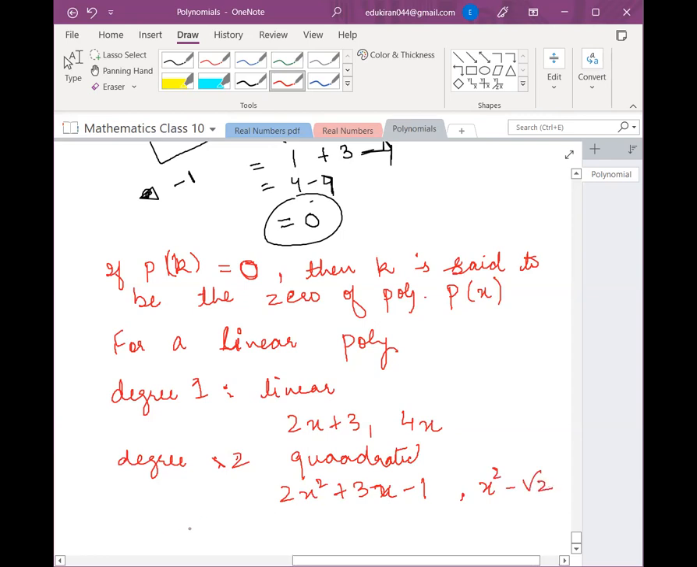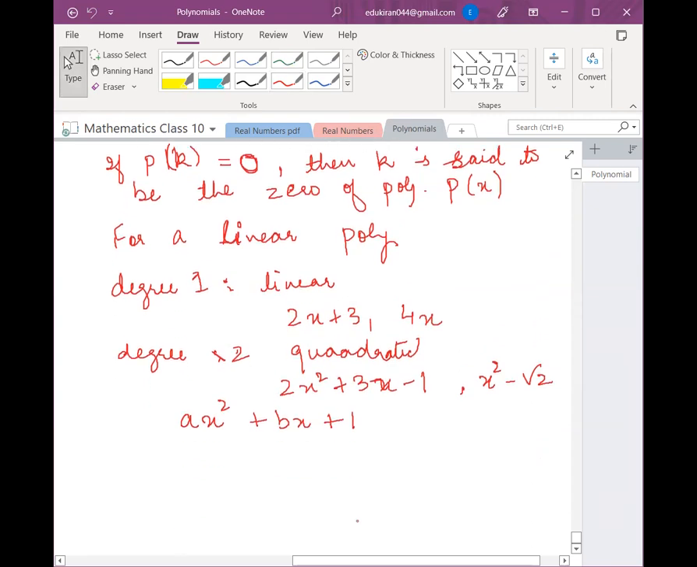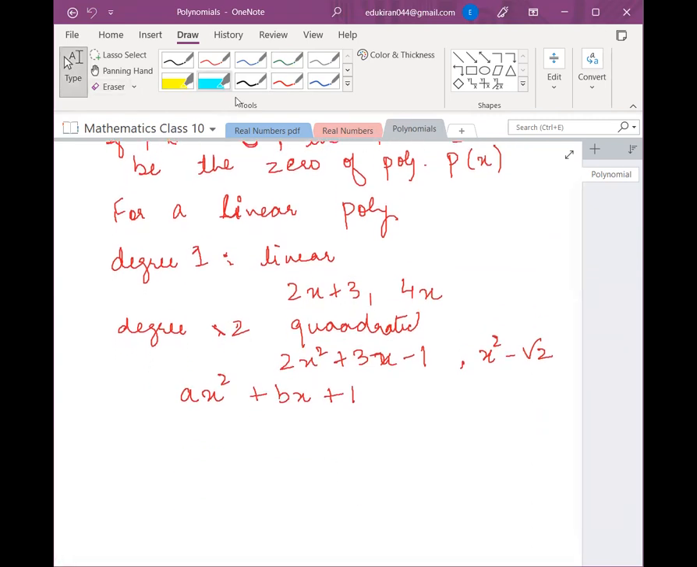So the general form of a quadratic polynomial is ax square plus bx plus c. So there is an x square term, then there is an x term, then there is a constant term. Now the only condition is that a cannot be equal to 0. This is important. If this a becomes 0, this term will vanish, right? You will only be left with bx plus c. So this will not remain a quadratic polynomial. It will become a linear polynomial.